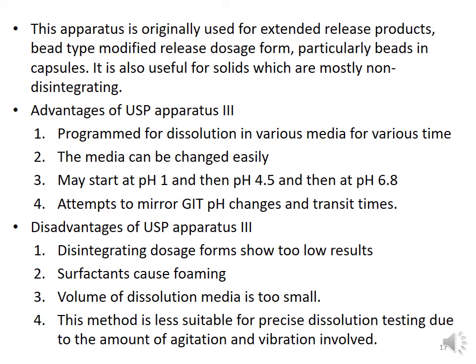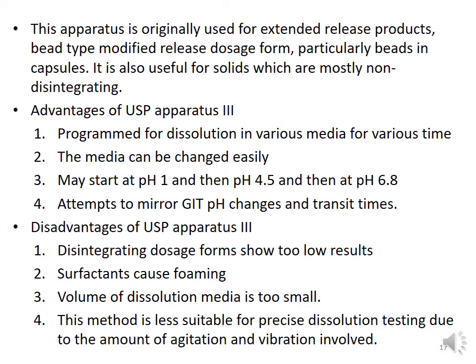This apparatus is originally used for extended release products, bead type modified release dosage forms, particularly beads in capsules. It is also useful for solids which are mostly non-disintegrating. Advantage of USP Apparatus 3: it is programmed for dissolution in various media for various times. The media can be changed easily. It may start at pH 1, then pH 4.5, and then pH 6.8. It attempts to mirror GI tract pH changes and transit times.